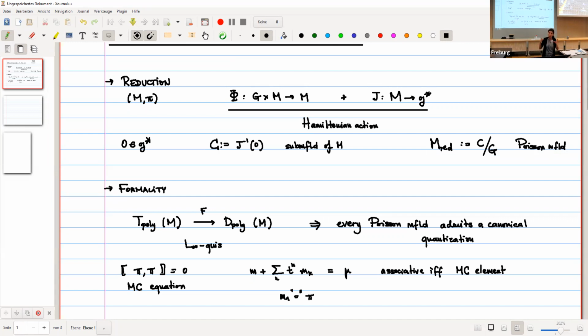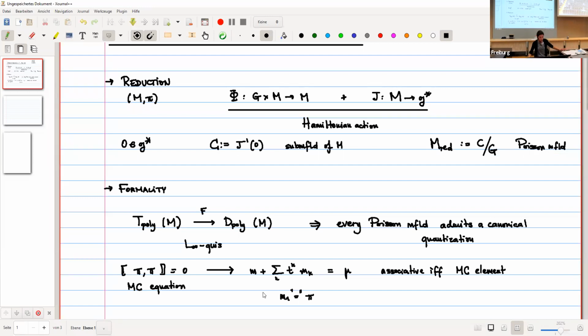I don't want to be too precise. I just want to tell you that this F connects the Maurer-Cartan elements of these two complexes. So that's why this is true: the formality implies that every Poisson manifold admits a quantization.